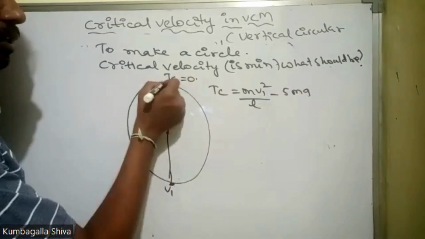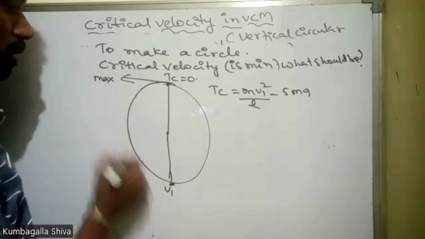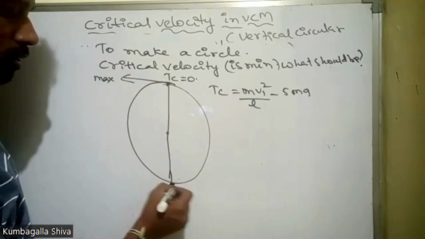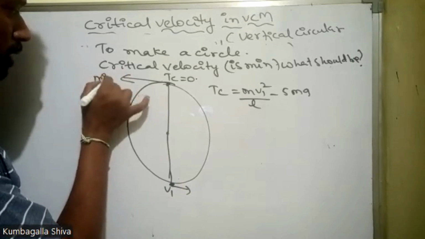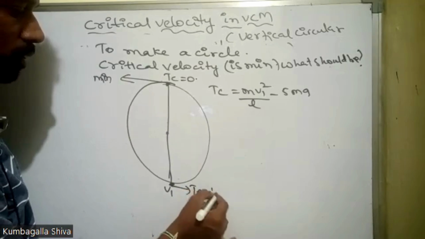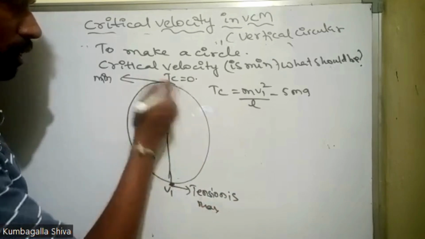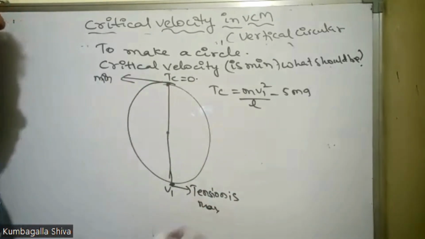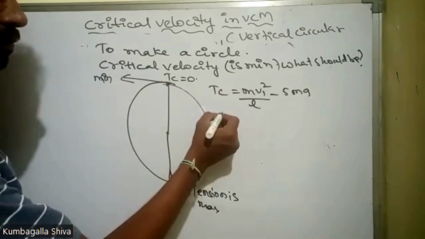So TC at this point, tension is maximum at this point, tension is minimum. Tension is minimum, not maximum. Tension is minimum at this point. Tension is maximum at this point. Remember, as we go, it decreases. Tension is maximum here. Now I said TC is equal to 0.